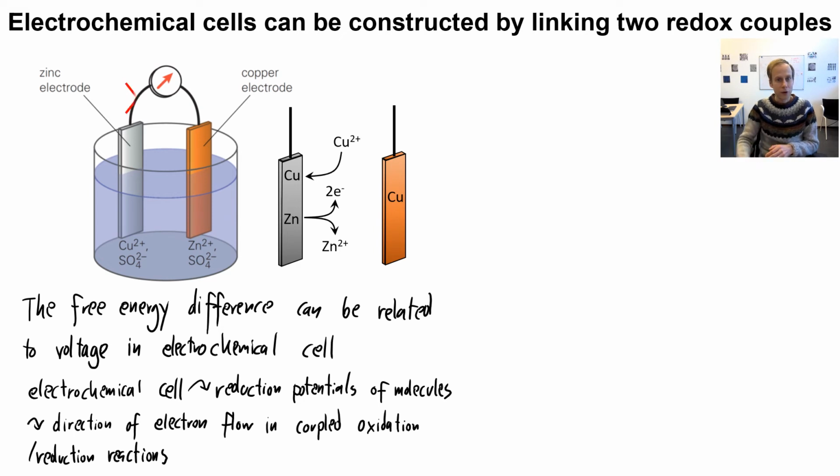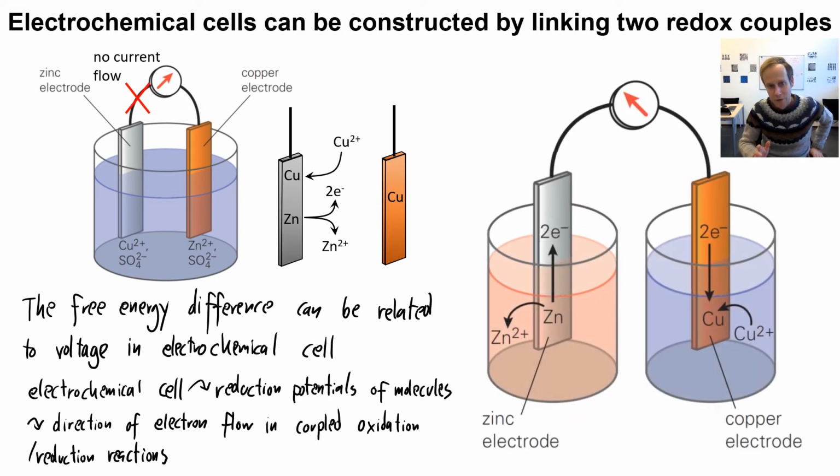So no current will actually flow in this system because the oxidation reduction reaction happens just on one electrode, the zinc electrode. So we have to refine our cell a little bit. Let's separate the two electrodes into two separate containers. The first one on the left now has a solution of zinc sulfate, and here we will have the zinc electrode submerged.